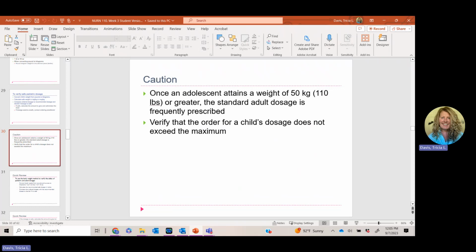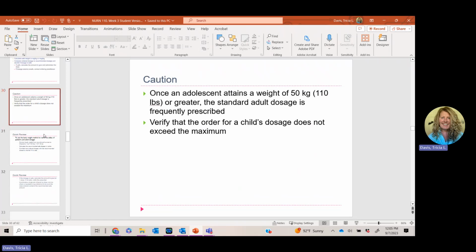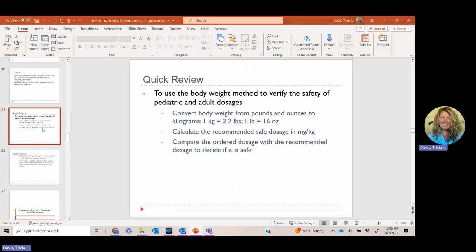So once an adolescent gets to a weight of 110 pounds or 50 kilograms or greater, then we start applying the standard adult dosage to the medications we prescribe. So even if they're 10 years old, if they weigh 110 pounds or greater, we're going to dose them as an adult. We should always verify that the order for the child's dosage does not exceed the maximum. We have to be very, very careful with children and older adults.